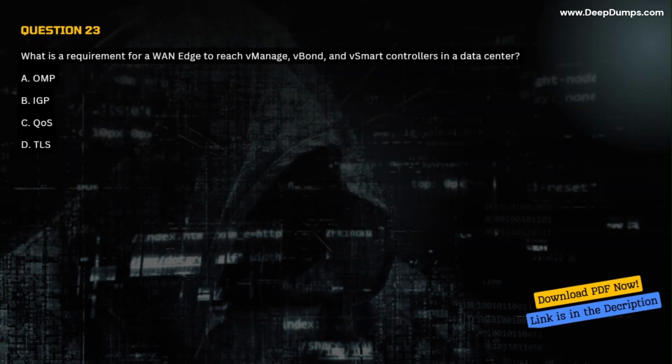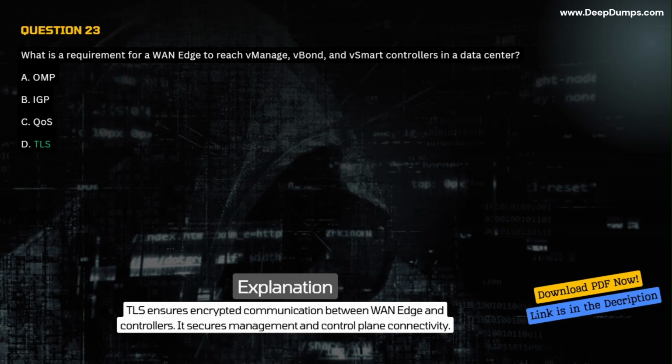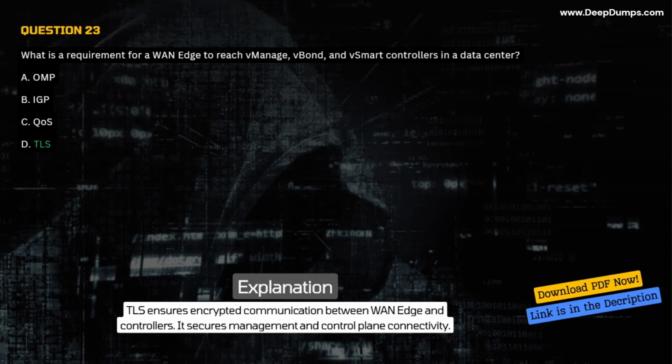Question 23. What is a requirement for a WAN edge to reach vManage, vBond, and vSmart controllers in a data center? A. OMP. B. IGP. C. QoS. D. TLS. Correct answer D. TLS. Explanation. TLS ensures encrypted communication between WAN edge and controllers. It secures management and control plane connectivity.